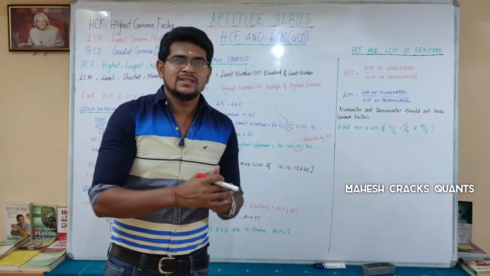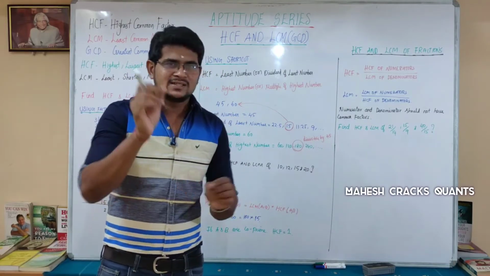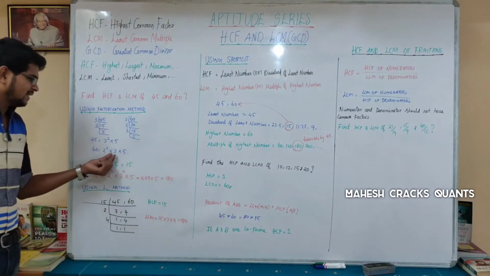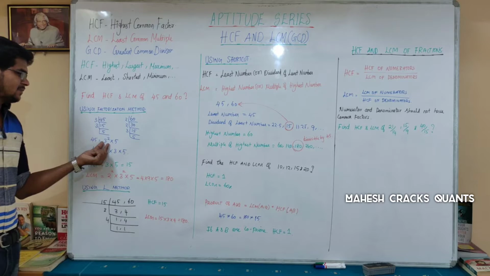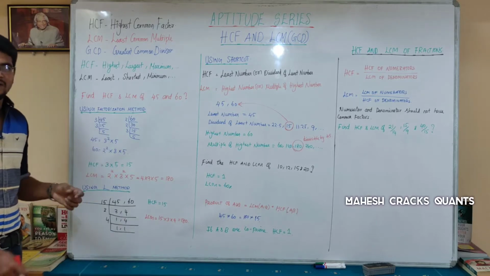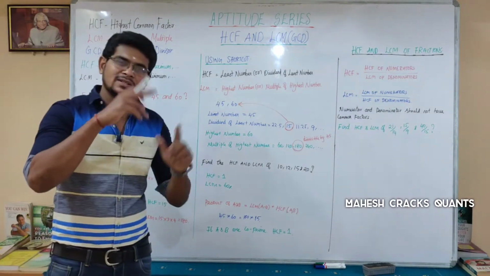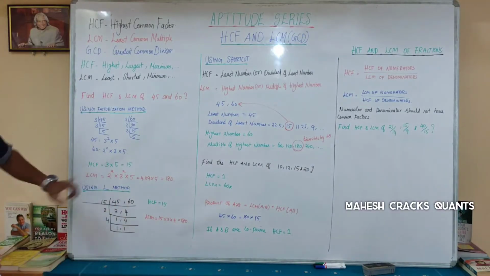What is the highest common between 3 and 3 square? 3 is the common one. When you write this as 3 power 0, 3 power 1, and 3 power 0, 3 power 1, 3 power 2, you get 3 power 1 as common. So you will take 3 power 1.